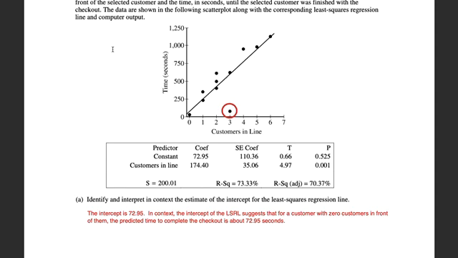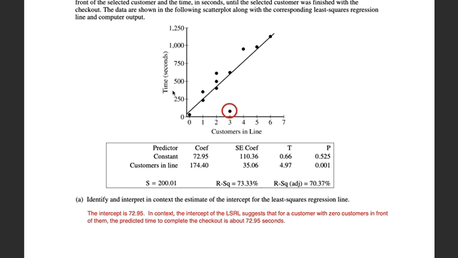If you describe a scatter plot, though, you should give the direction. You should describe any unusual features that you see. You should also describe the form and the strength. So if I were to describe this scatter plot, there's a positive association between the number of customers in line and the time to complete the checkout. I would say that this is a linear form, and I would say that this is a relatively strong relationship. Most of those points are relatively close to the best fit line and will have small residuals.